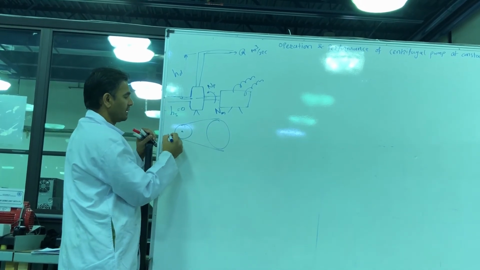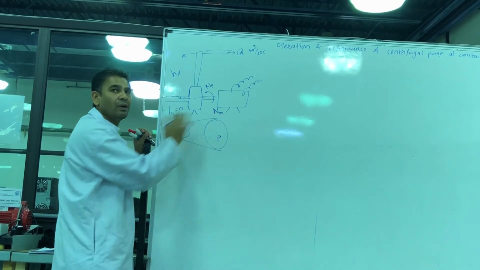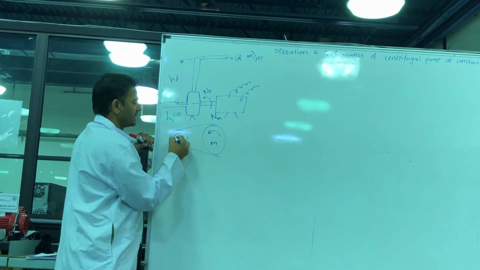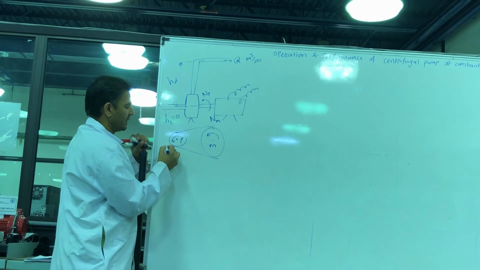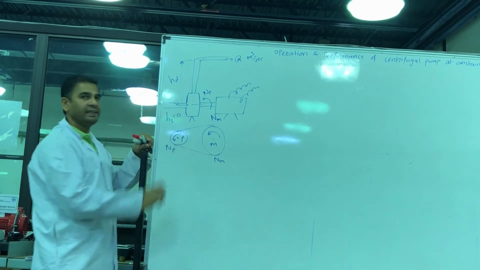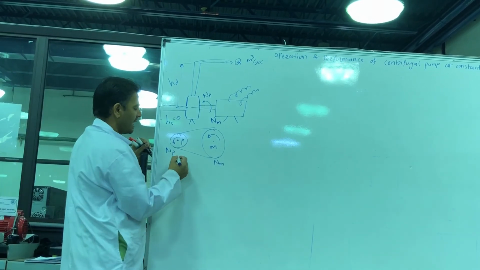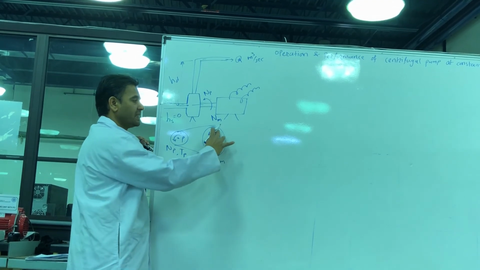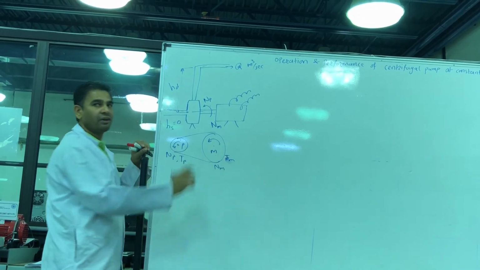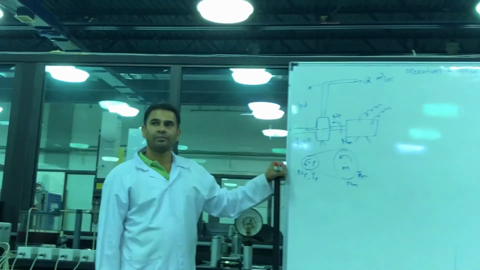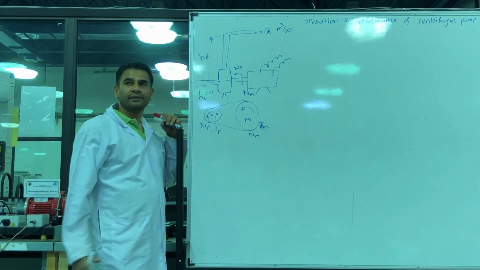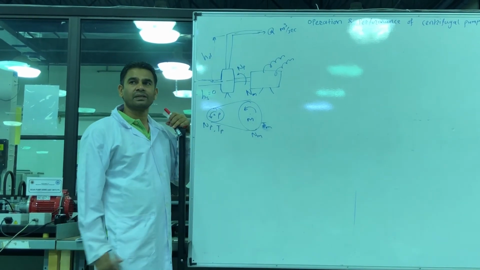If this is a motor, which is the driver, and this is the driven pump, then NP and NM. How can we find NP? Suppose this is a gear having number of teeth TP, and this is a gear having number of teeth TM. TM is the number of teeth on the motor pulley, motor gear, and TP is the number of teeth on the pump gear. So what is the relation for power transmission? You studied it in 105.